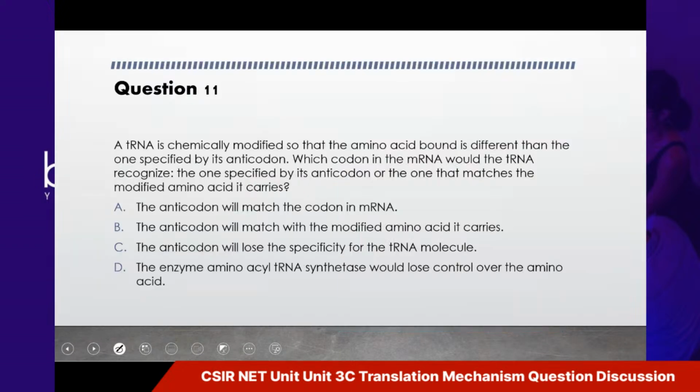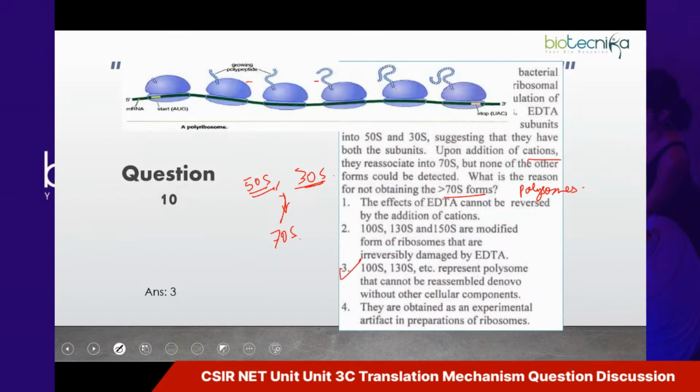So the answer will be option 3. That 100S, 130S, etc. represent polysome that cannot be reassembled de novo without the other cellular components. Okay, so the answer will be option 3.